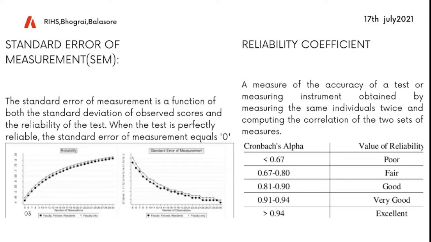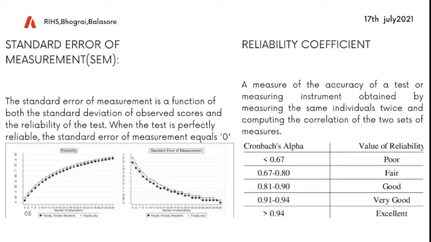In other words, as reliability increases, the standard error of measurement decreases, and as the standard error of measurement increases, reliability decreases. I am repeating: if the reliability increases, the standard error of measurement decreases, and if the reliability decreases, the standard error of measurement increases. You can see this in the graph.